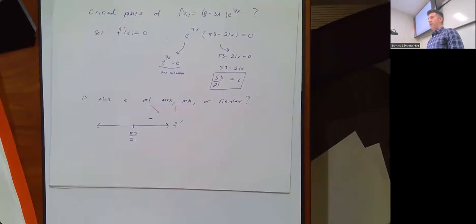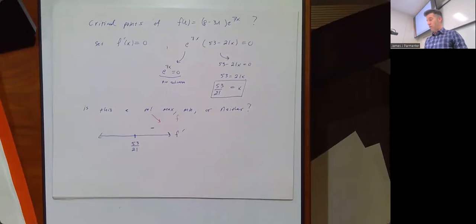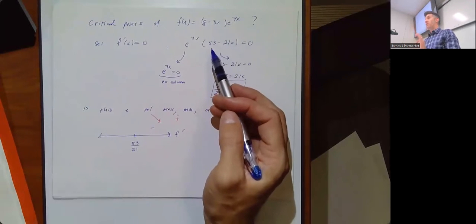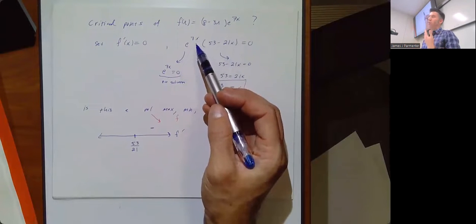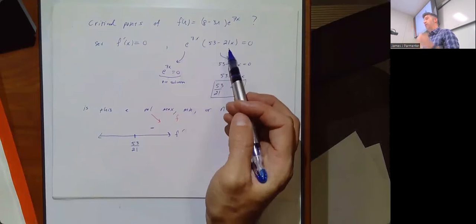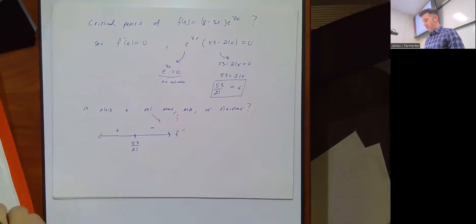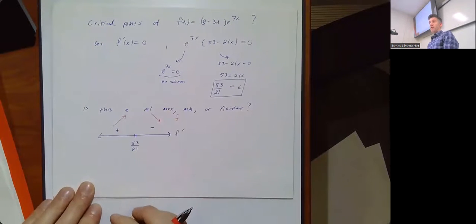On the other side of that number, I'm going to make a very easy choice. I'm going to pick 0. And generally, if you can pick 0, 0 is a good thing to pick. So 0 is definitely less than 53 over 21. If I plug in 0 for x, I don't actually care about the value. E to the 0 is positive, 1. 53 minus 0 is positive. And a positive times a positive is positive, which means the function is increasing since the derivative is positive.